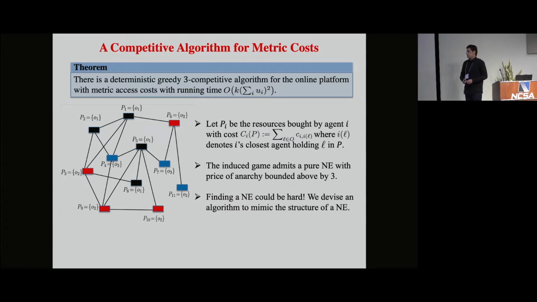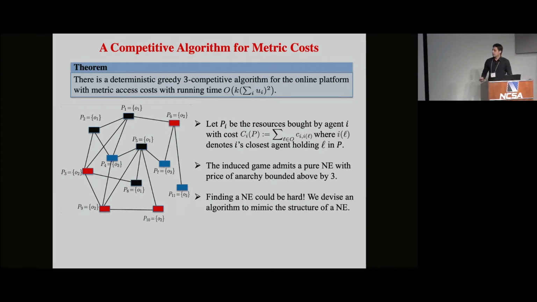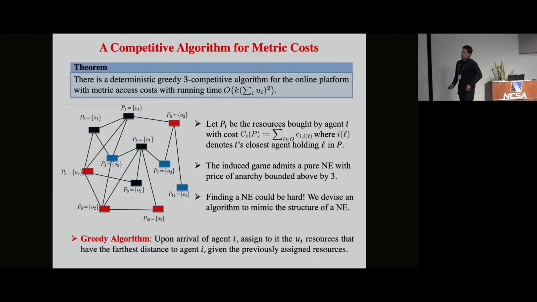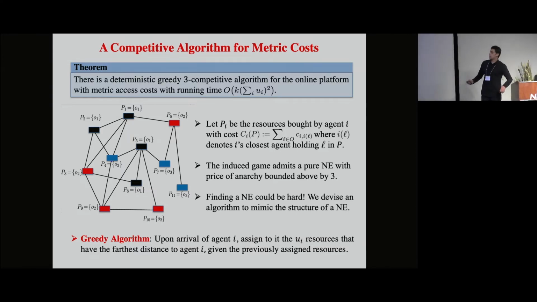But instead, we design an online algorithm where, when we follow the algorithm, the structure of the allocation profile obtained at the end of the process is going to mimic the same structure of the Nash equilibrium. And we pretty much get the same 3-approximation. And the algorithm is pretty simple. So every agent comes to the system. When agent i arrives, we assign to its cache u_i resources that have the furthest distance to that agent. Okay? Very greedily, basically, each agent fills its cache given this cost function. And that gives this 3-competitive algorithm that I mentioned.